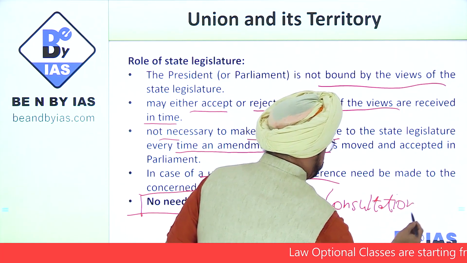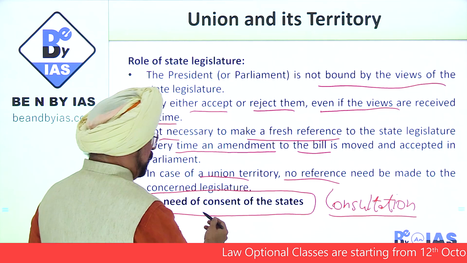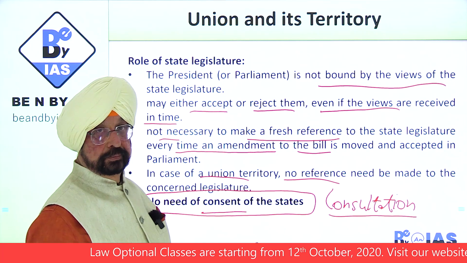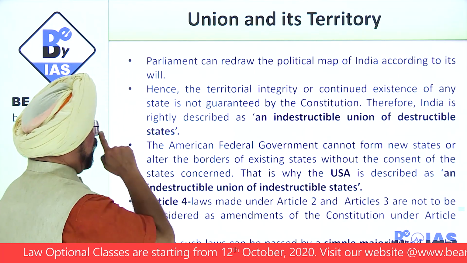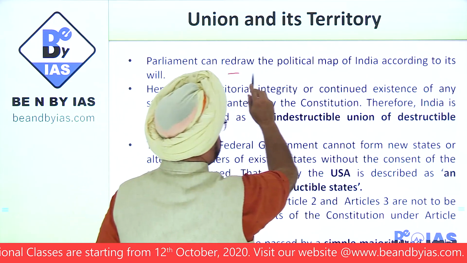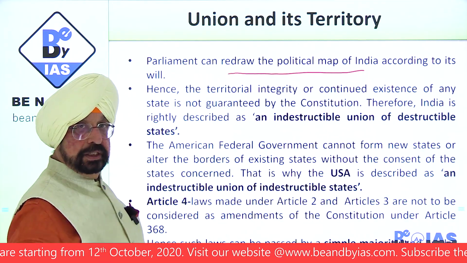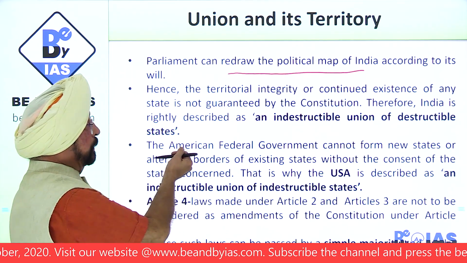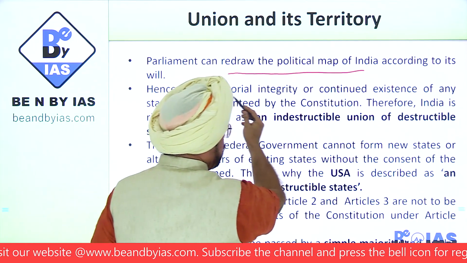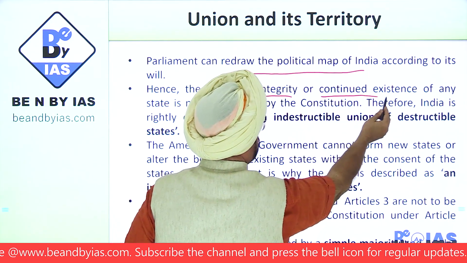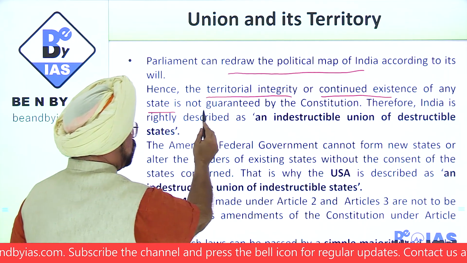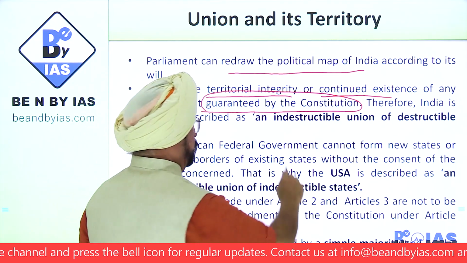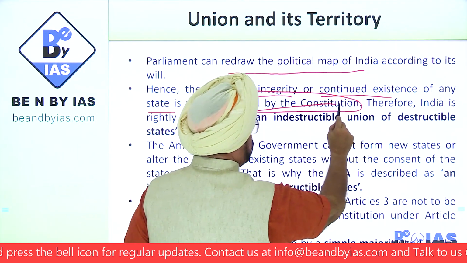So, it can be consultation, but it cannot be consent. Please remember this, make a note of it. Now, Parliament can redraw the political map of India. This much of the power is there with the Parliament, according to its own will. Hence, the territorial integrity or continued existence of any state is not guaranteed by the Constitution. This is what I wanted to tell you by indestructible unit.